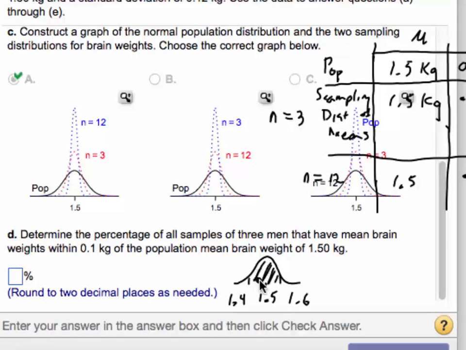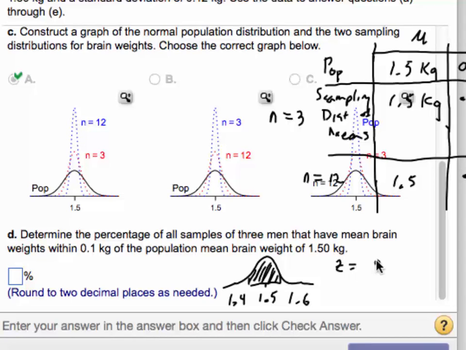And how are we going to do that? A general strategy. How are we going to get that percentage that lies between 1.4 and 1.6? You find the z-score of everything left of 1.4 and subtract it from the z-score of 1.6. Nice, okay. So we're going to get the z-score for 1.6. It's just asking how many standard deviations 1.6 is above 1.5, and for 1.4 below. So how do we get the z-score for 1.6?